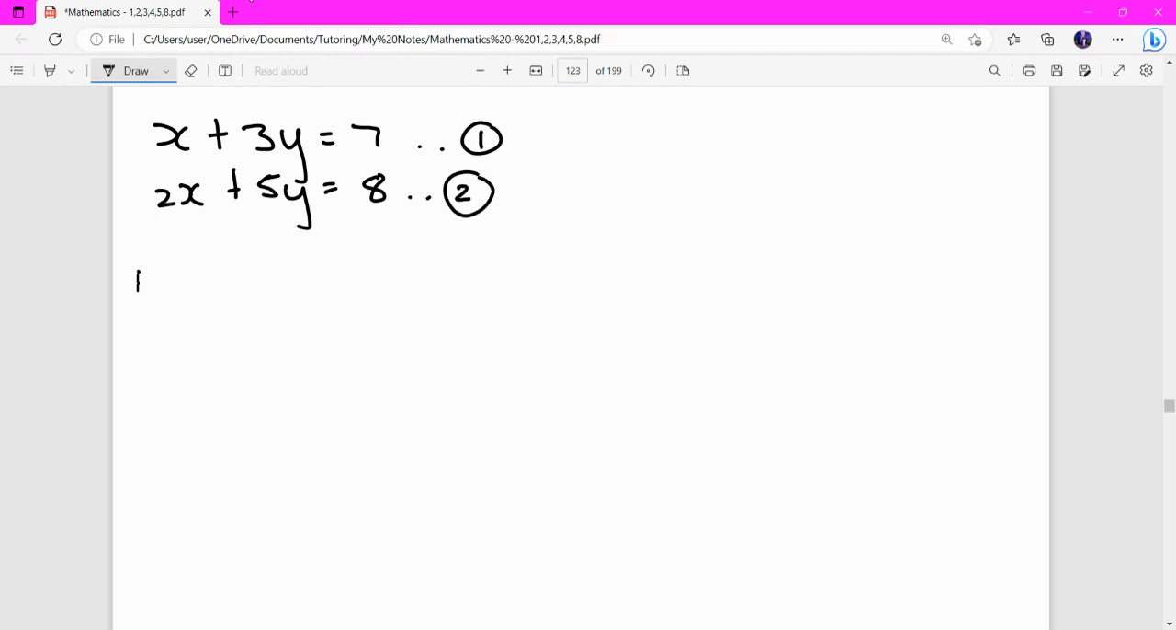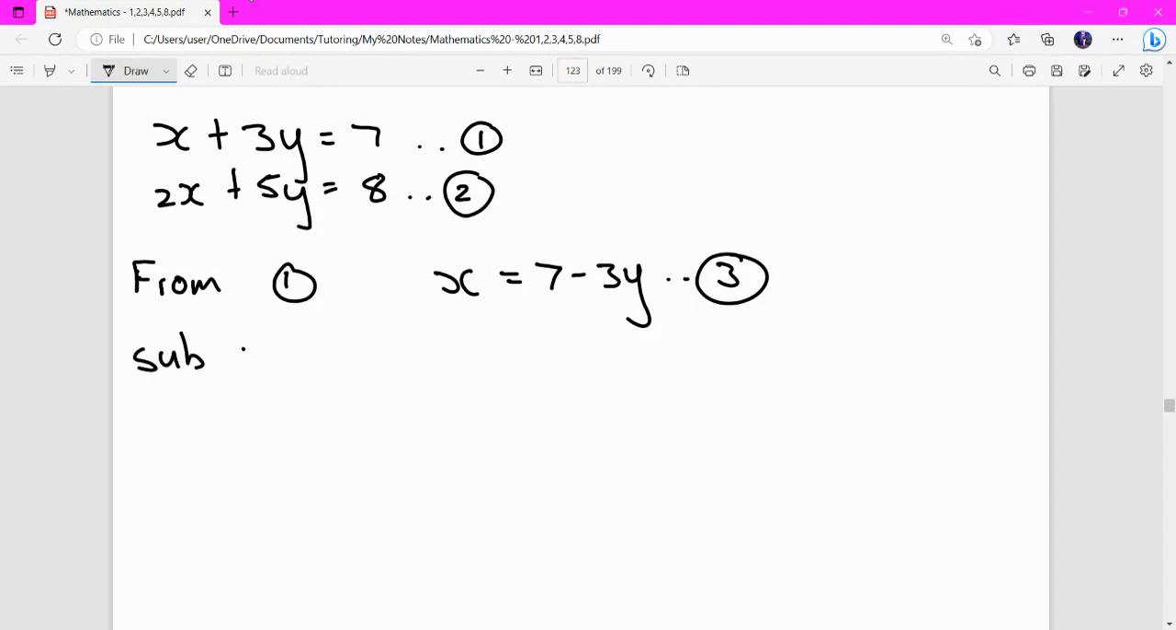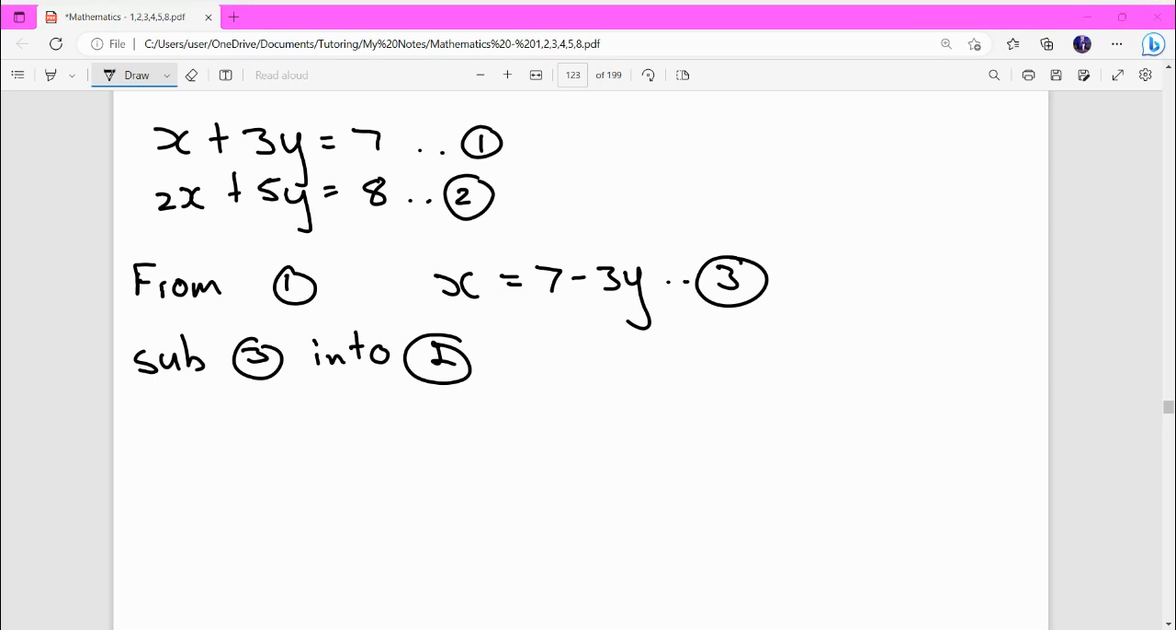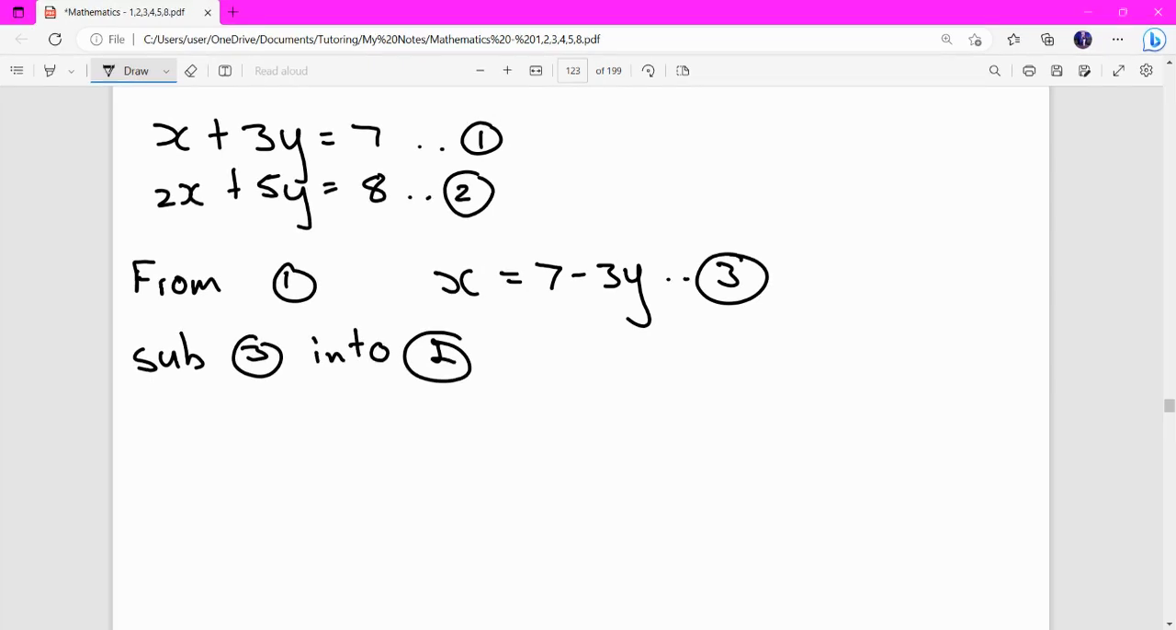Alright, so from equation 1, we make x the subject of the formula since it's easier than y. So x will be 7 minus 3y. That is the value of x from equation 1. We'll call this equation 3 because it's now a new equation. So we substitute equation 3 into the second equation, which is equation 2.